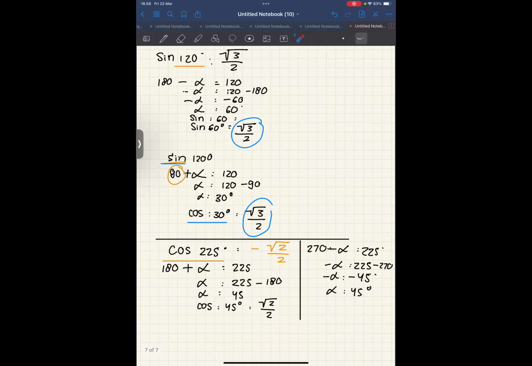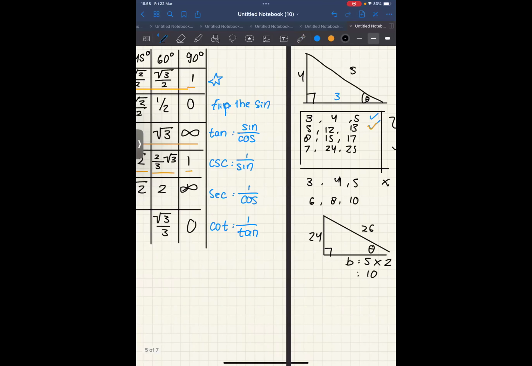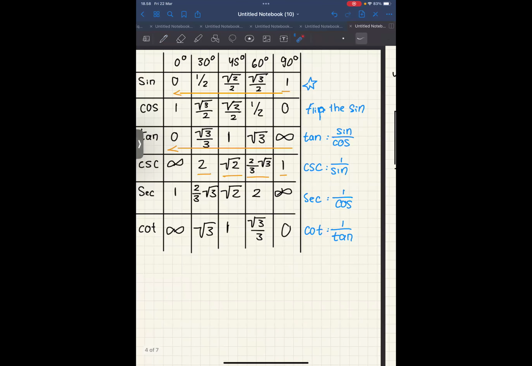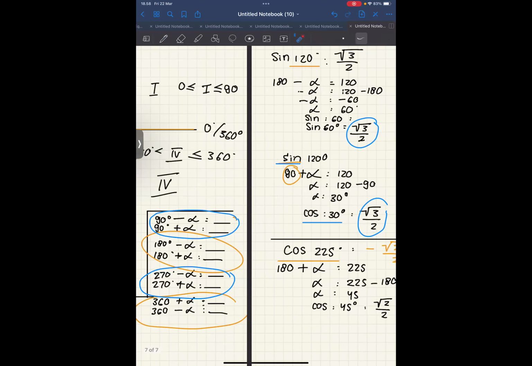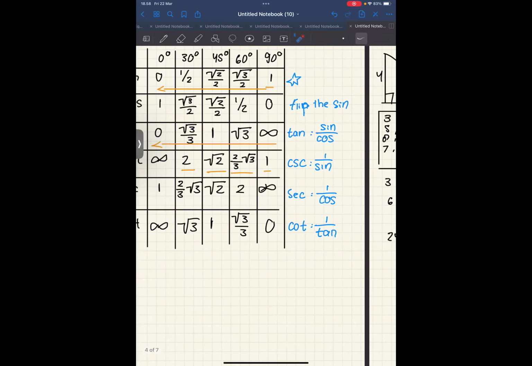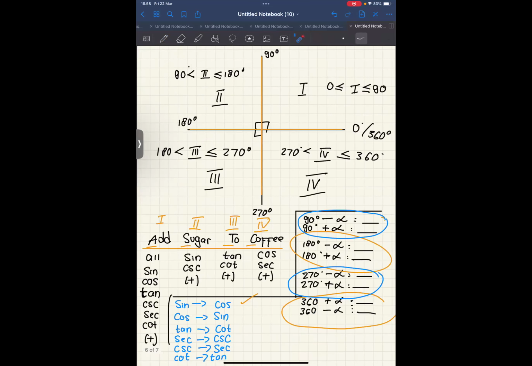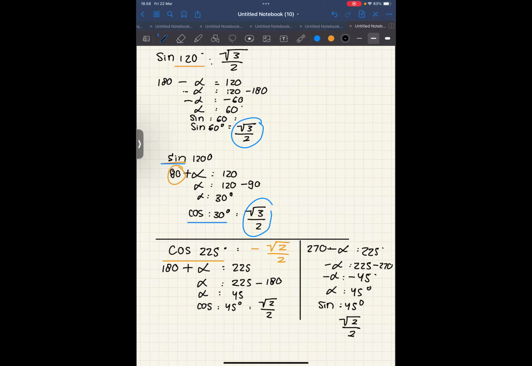So cosine 225 degree is the same as sine 45 degree, which we see from the special angle. Sine 45 degree, this one, square root 2 over 2. Which I said before, we see the positive or negative not based on this one, but based on the question. So cosine 225 degree is on the third quadrant, where cosine is not positive. So the result stays the same, minus square root 2 over 2.